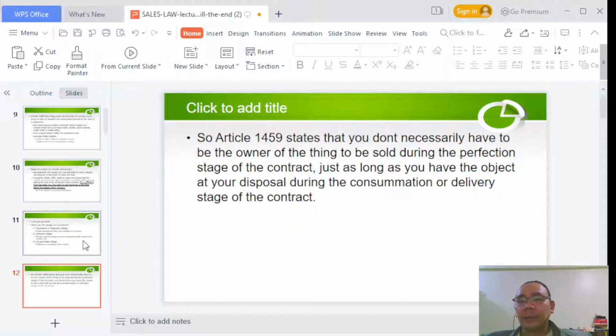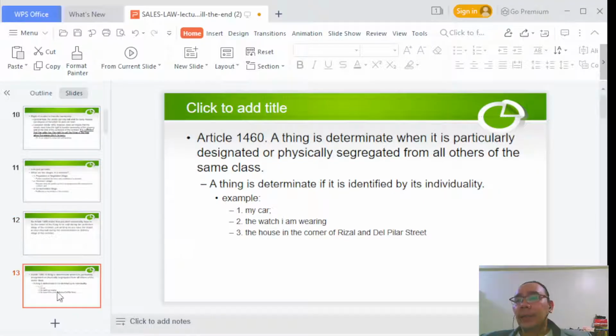That's correct. Next slide. A thing is determinate when it's particularly designated or physically segregated from all others of the same class. So a thing is determinate if it's identified by its individuality. For example, my car. So that's one of a kind. A thing is determinate if it's identified by its individuality. Okay, the watch that I am wearing, the house in the corner of Rizal and Del Pilar Street. So these are one of a kind.